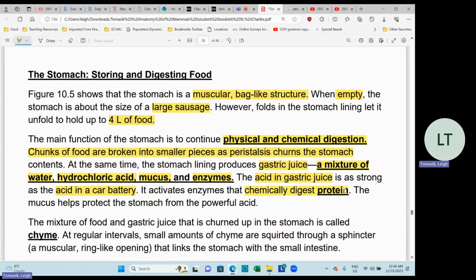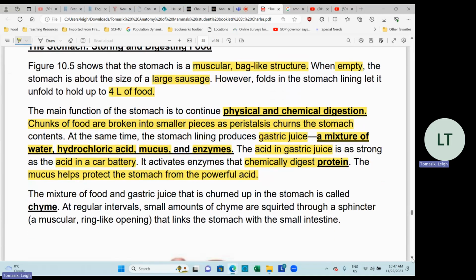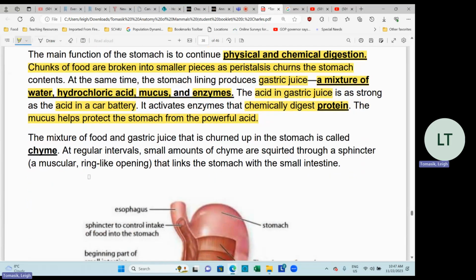So carbohydrates, their digestion started in the mouth. Protein, its digestion starts in the stomach. And the mucus helps protect the stomach from the powerful acid. If you don't make enough mucus, sometimes the acid can eat a hole in your stomach, and that's called an ulcer. The mixture of food and gastric juice that is churned up in the stomach is called chyme.